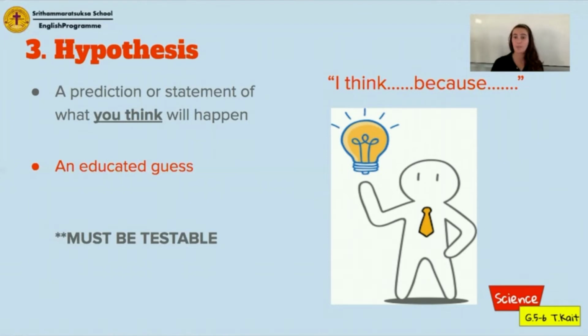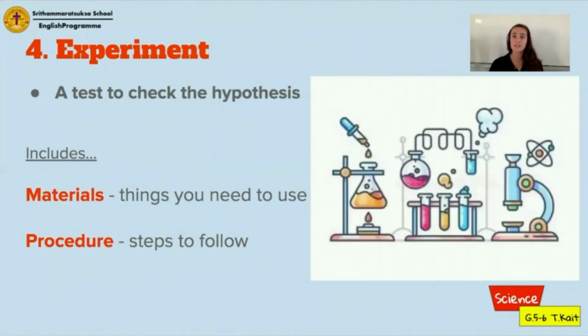You can also come up with a hypothesis for yourself for the experiment. What do you think will happen? What plant will grow the best or the worst? Good. Let's move on to the experiment.